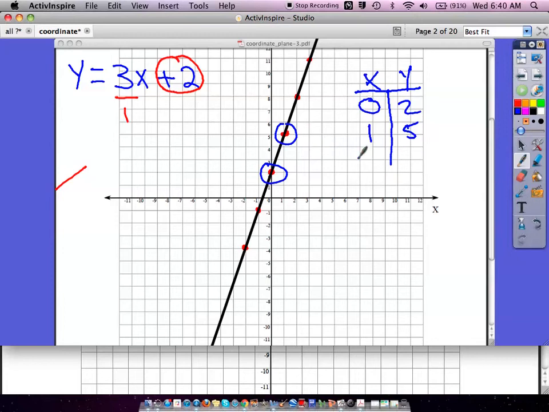Let's try negative 1. Negative 1 times 3 is negative 3. Negative 3 plus 2 more, back towards 0, is going to be negative 1. So let's check it out. Negative 1, negative 1. That point is right there. We no longer need this anymore because we should eventually be able to use this equation to graph any line that we have.